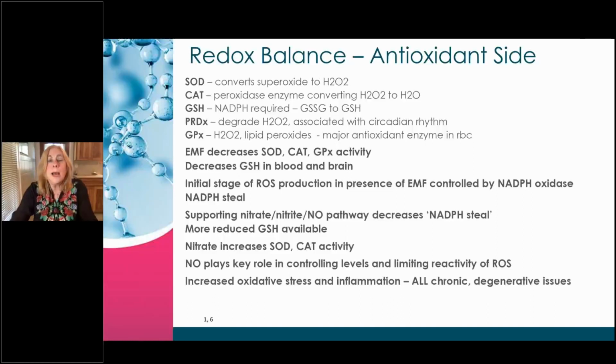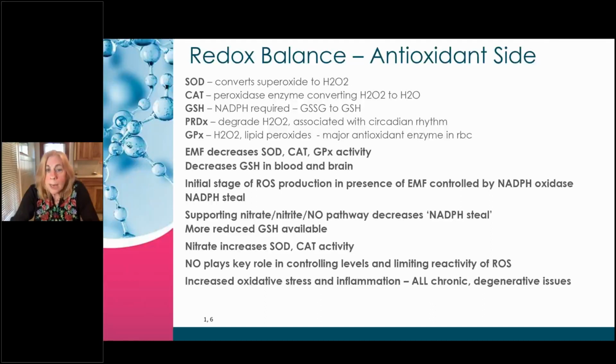So the redox balance, so the antioxidant side, your SOD, your superoxide dismutase, converts superoxide to hydrogen peroxide. Your catalase converts hydrogen peroxide to water. Your glutathione, NADPH is required to reduce the oxidized glutathione back to reduced.